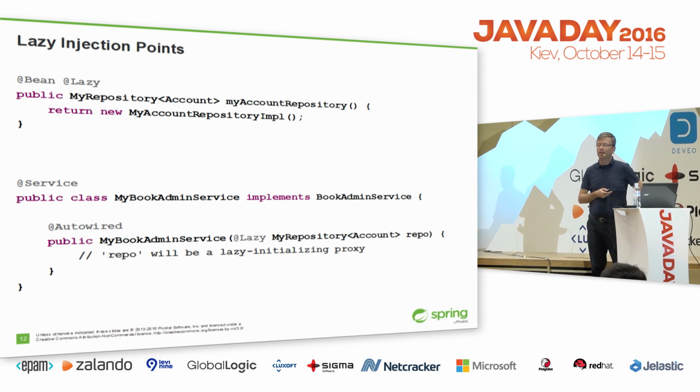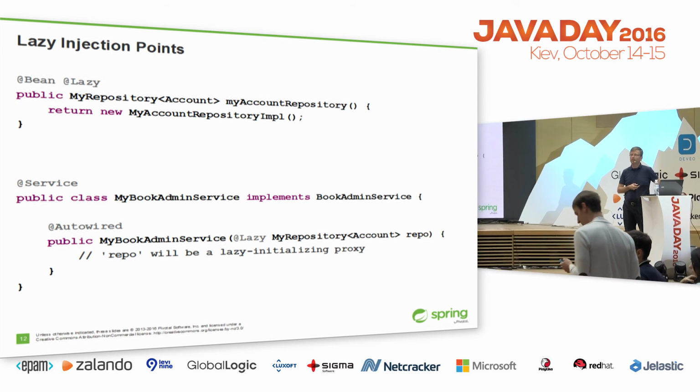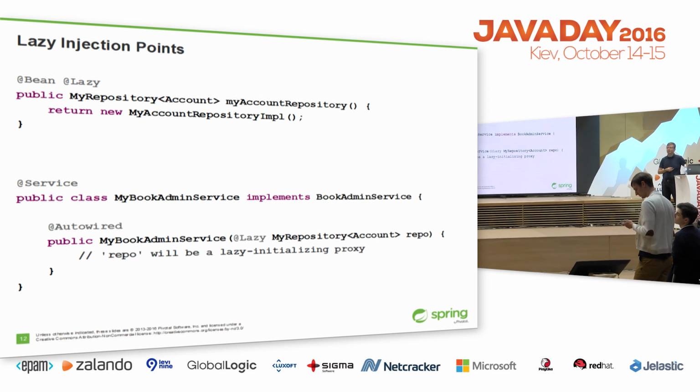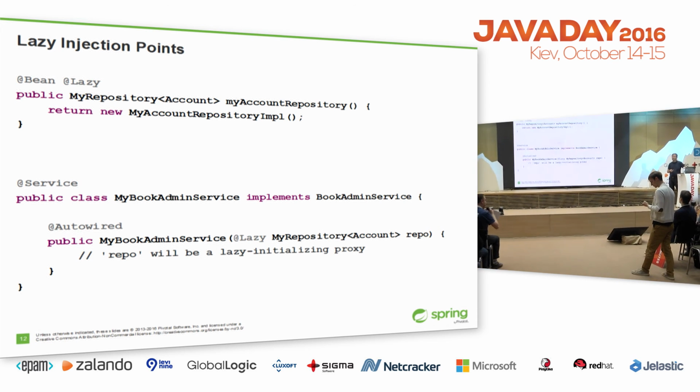A quick question. Can we use the lazy annotation at the level of the method, like Autowired, to apply to all parameters?